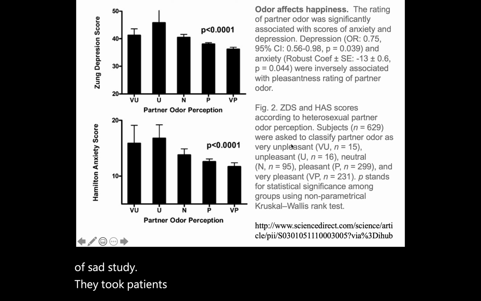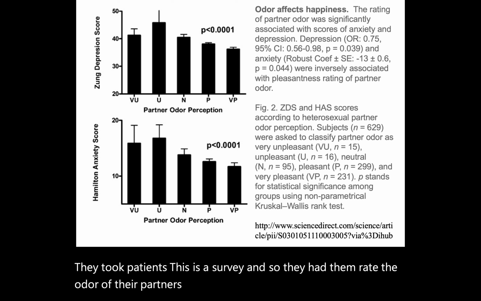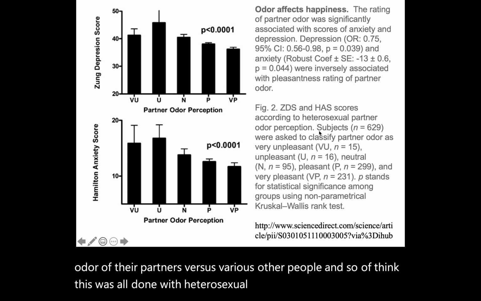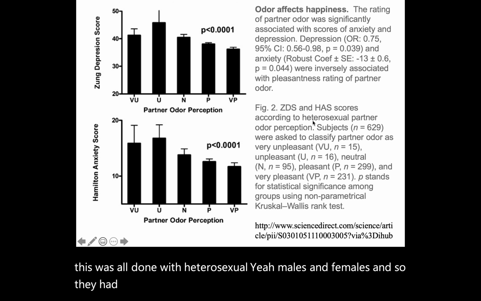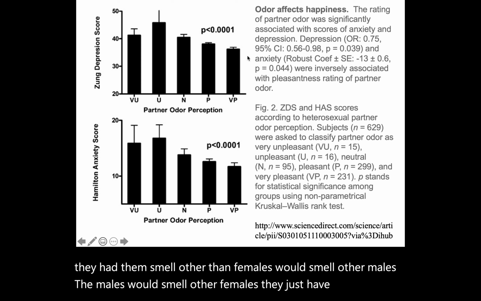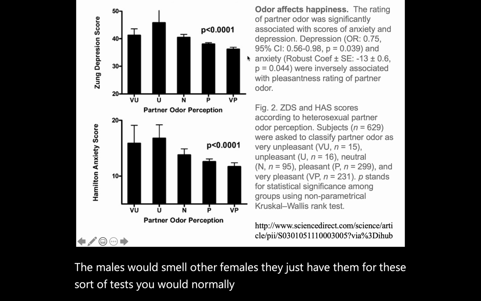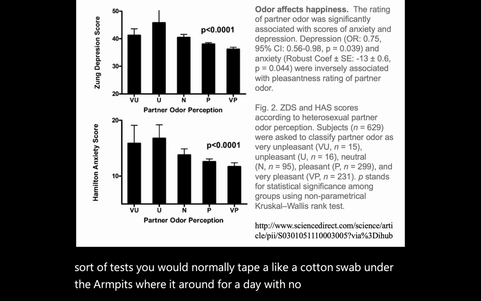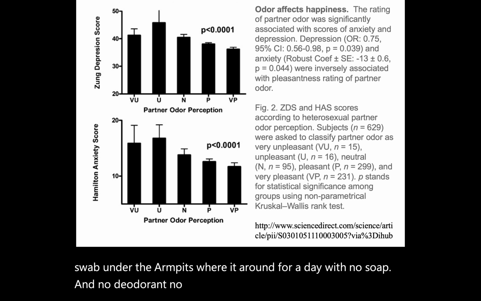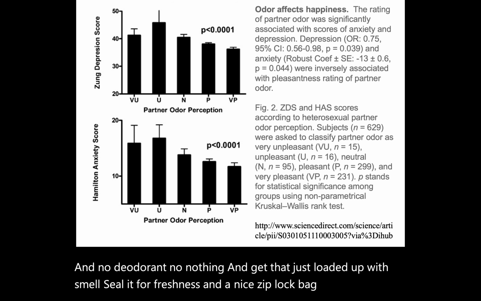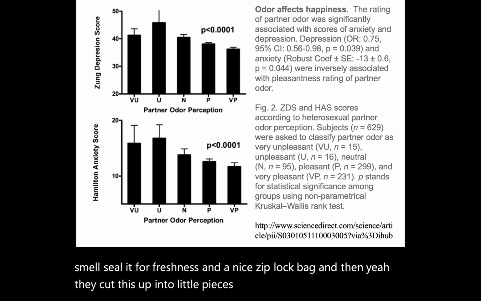They took patients, this is a survey, and had them rate the odor of their partners versus various other people. I think this was all done with heterosexual males and females. The females would smell other males, the males would smell other females. For these sorts of tests, you would normally tape a cotton swab under the armpits, wear it around for a day with no soap and no deodorant, no nothing, and get that just loaded up with smell, seal it for freshness in a nice Ziploc bag, and then they cut this up into little pieces and use it for different people.